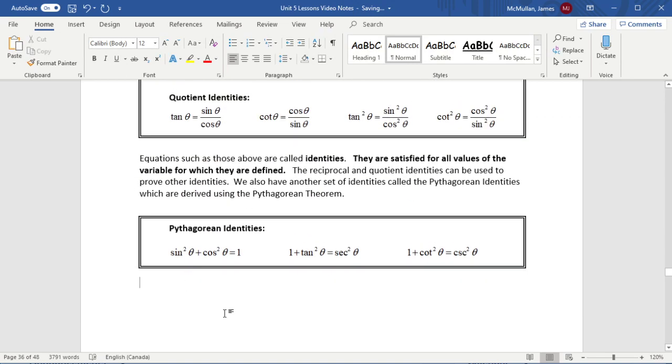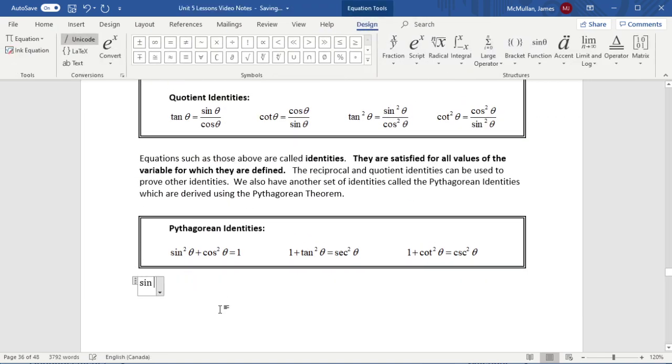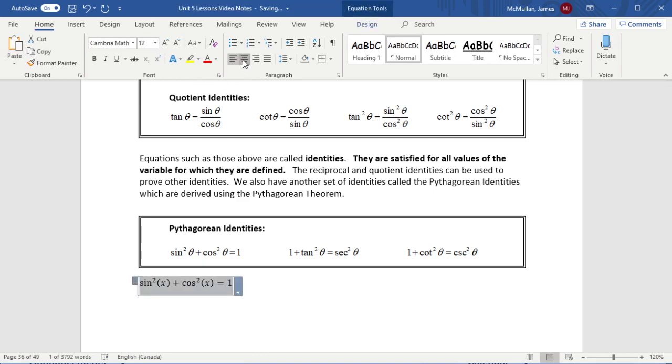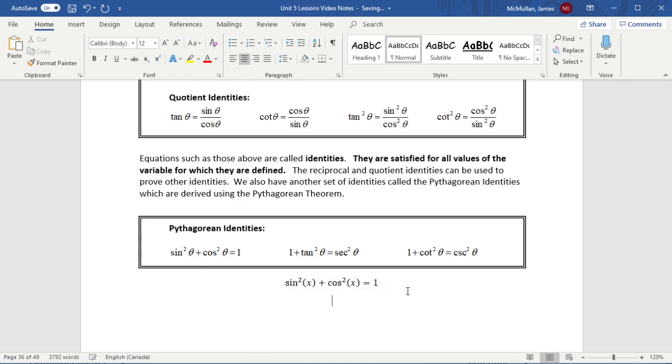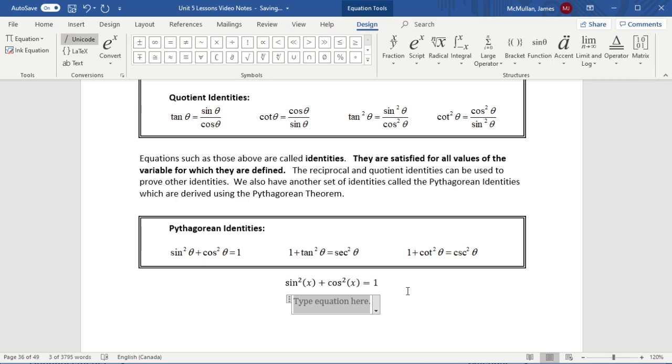Let's start with the first one. It says sine squared x plus cos squared x equals 1. I'm just going to say x instead of watching me type theta over and over. That's the identity. That is true for every possible angle x. Now, what if I were to take everything in that equation, copy it, and divide each term by sine squared x?